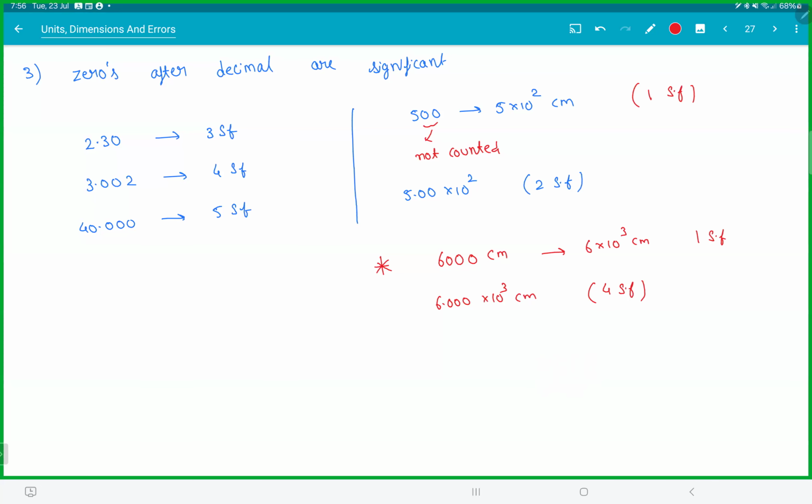Clear with this? I hope everyone is getting why 6000 and 6.00 are completely different. Any doubts on this example, please ask me.